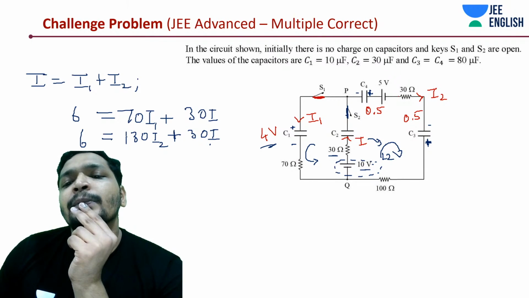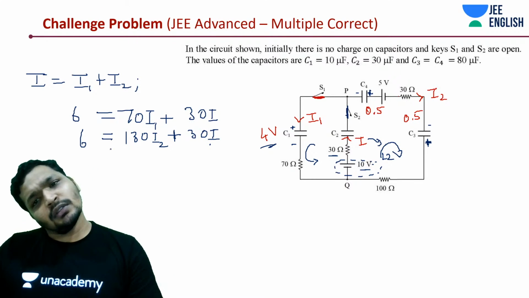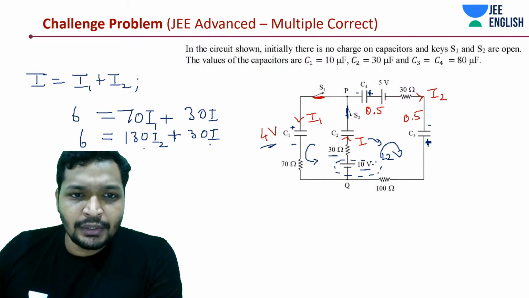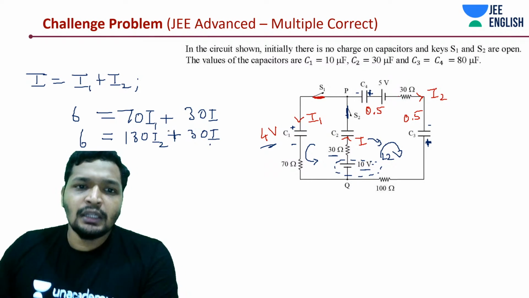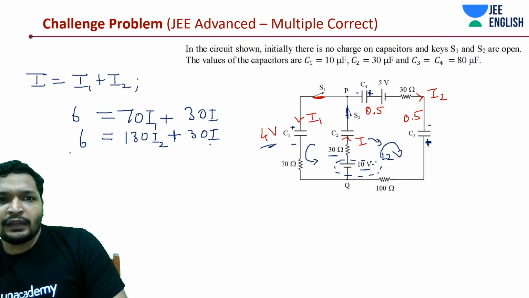Then minus 5 plus 1. Yeah, that's true. Okay, and 130 I2, this 70 I. So how much is the value given to us? 0.2. Can we substitute it and see? I don't think so. You can substitute it.